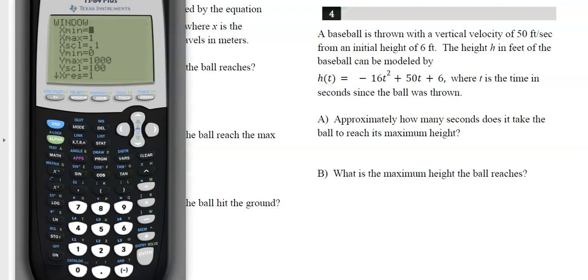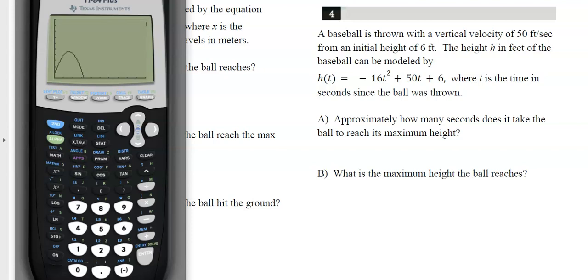So let's talk about our window before I even put this thing in. T is the time in seconds. So if I throw a baseball, it's definitely not going to go longer than 10 seconds. Probably even much shorter than that, but we'll go 0 to 10 seconds. How high am I going to throw this baseball? I don't know. Let's just do 100 feet just to be safe. Go by tens. Let's go to y equals and graph this thing. Clear. Negative 16x squared plus 50x plus 6. Enter.